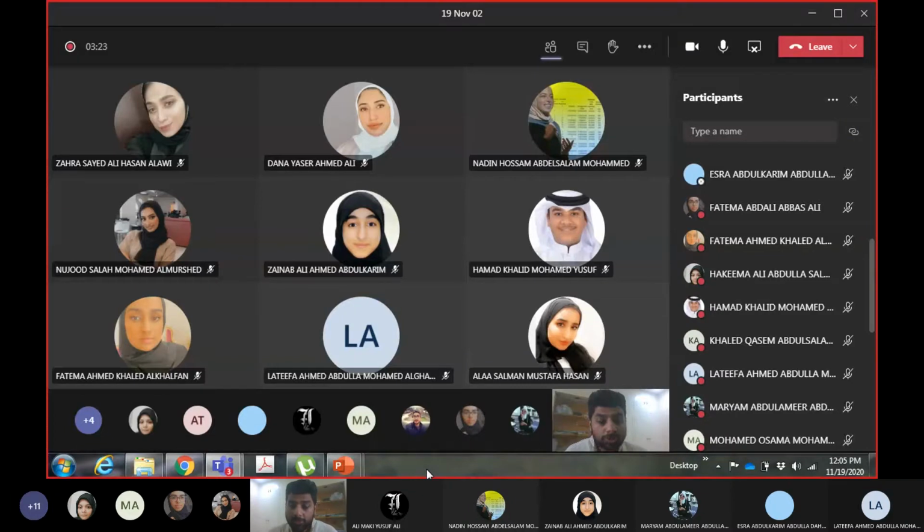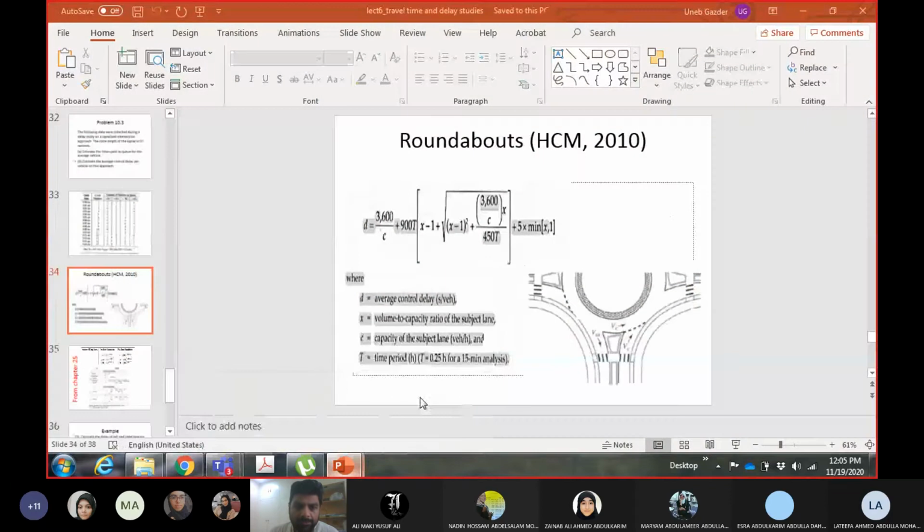If you need more information about how to calculate the delay or how to do studies about roundabouts, then you need to go back to chapter 25 and read yourself. Okay, for the purpose of this class I will just explain the equations. So this is the equation for a roundabout. D means the average delay. In this equation there are 3 variables, C, T and X.